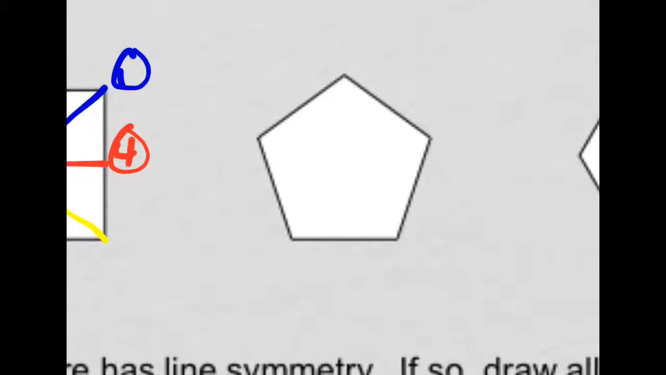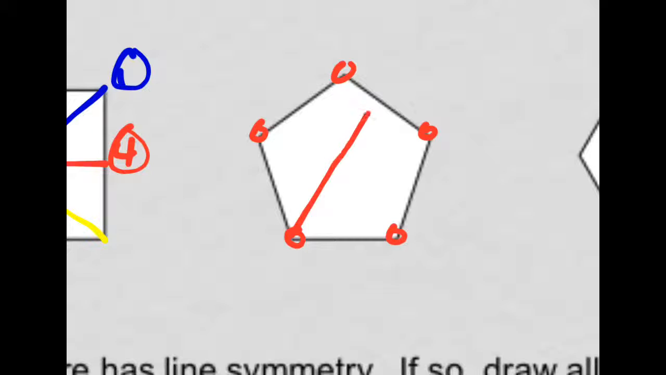All right, I want you guys to try the pentagon and tell me how many lines of symmetry you can find in that pentagon. I'll give you about 20 seconds. Nick? What's that? There are as many lines as vertices. That's right. I've got 1, 2, 3, 4, 5 vertices over here.